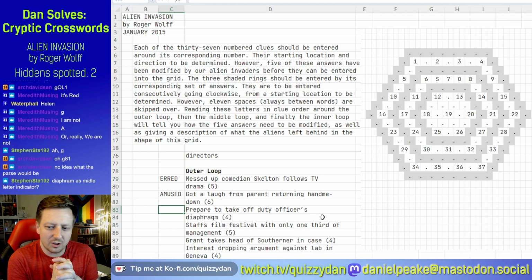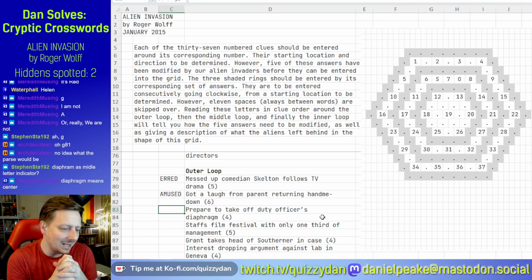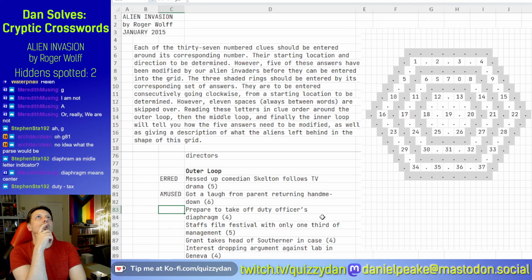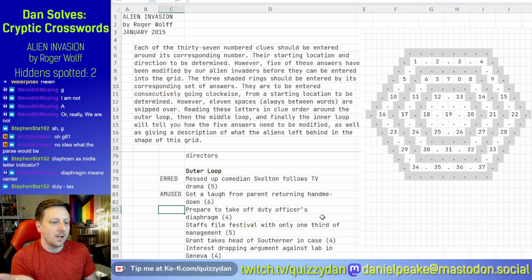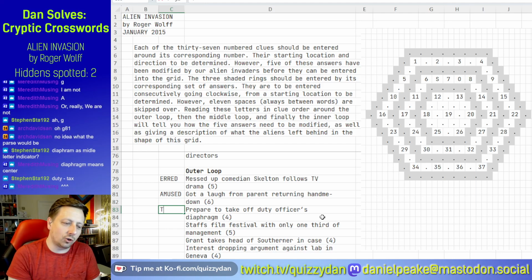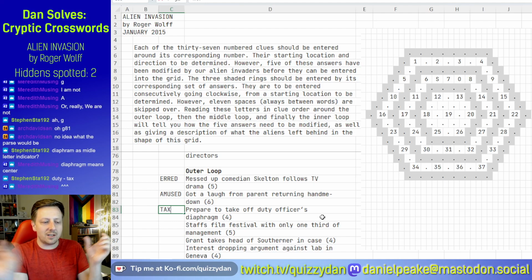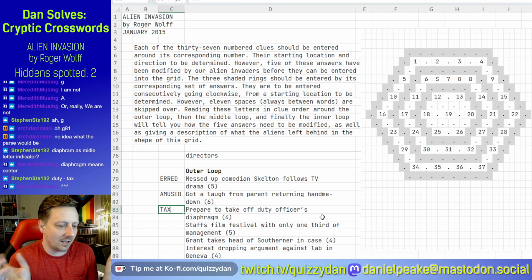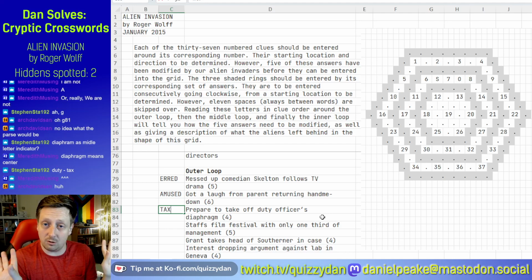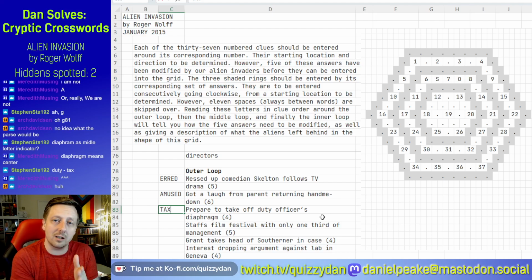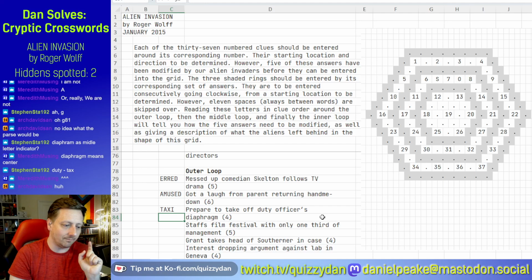Diaphragm. Is it going to be like the first and last letter? Diaphragm as middle letter indicator. So duty would be... yes. Okay, so that's good. I had not lifted and separated duty officer. So duty officer, two different parts of the wordplay. Prepare to take off: tax. Duty is tax. Officer's diaphragm, the middle letter I. Nice, very good.